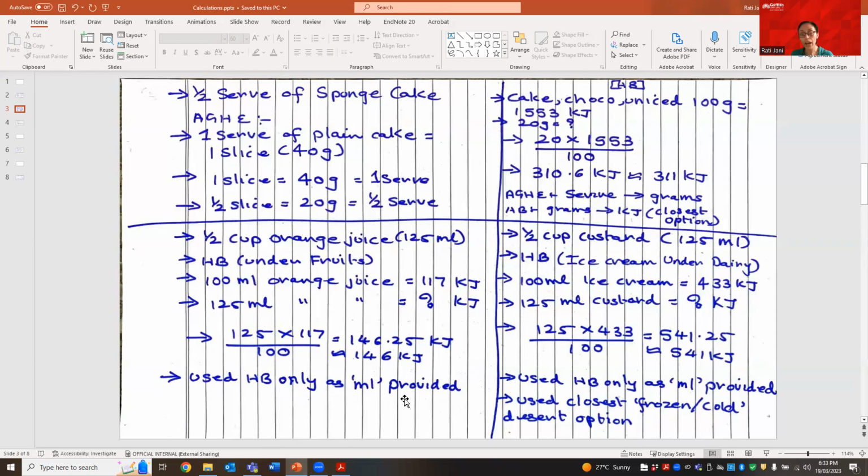I'll give you one more example, which is say half cup of custard. You're lucky here again, because this was provided to you in the patient's dietary recall, which is half cup of custard, your 125 ml. This is what has been written to you, so you don't have to worry about that. So now what I do is go to my handbook. In the handbook, there is nothing written as custard.